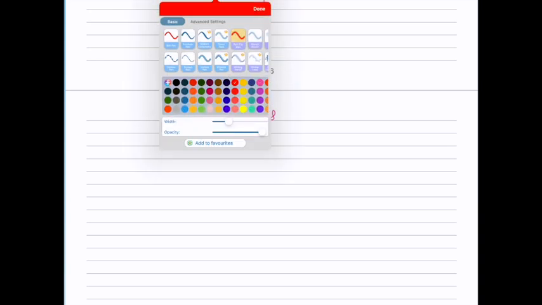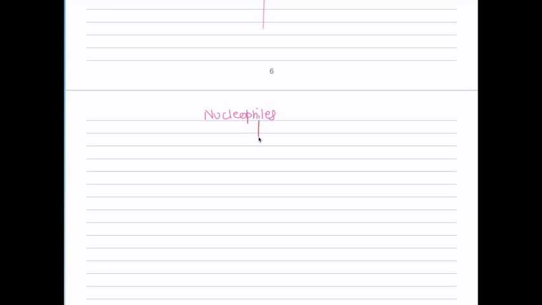So if we first talk about the nucleophile, what nucleophiles can be possible? We will discuss some of them. The nucleophile can be charged, like negatively charged, or can be neutral. So there can be two cases: negatively charged or neutral.